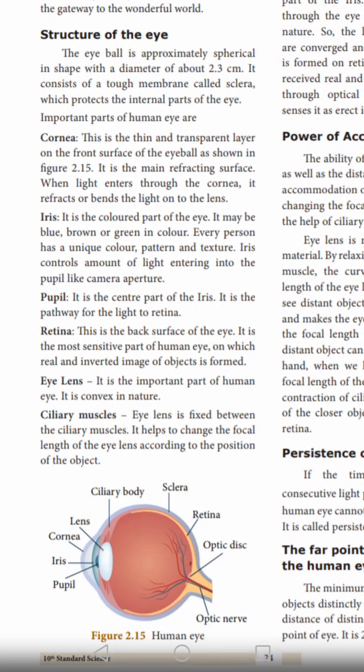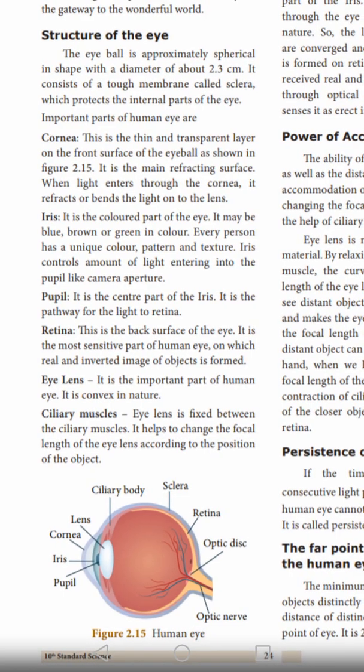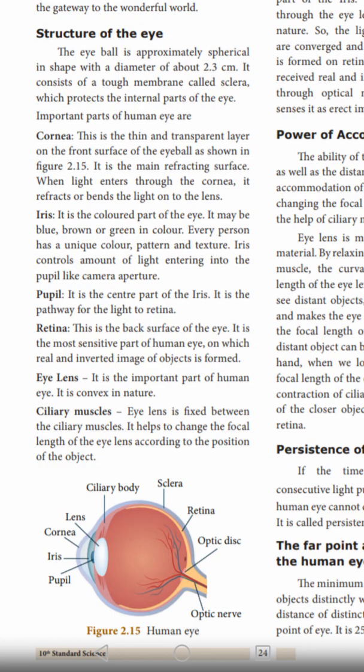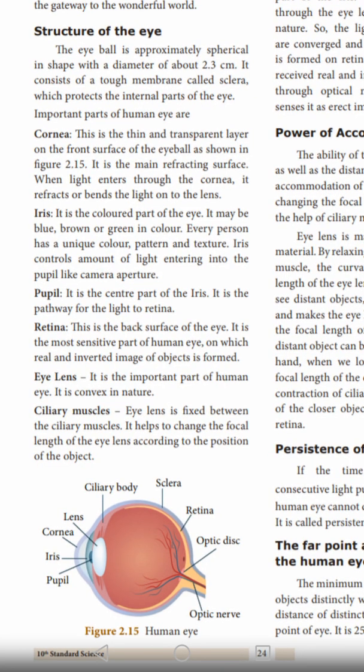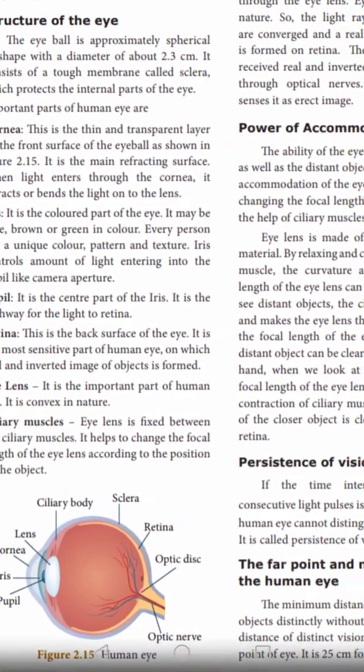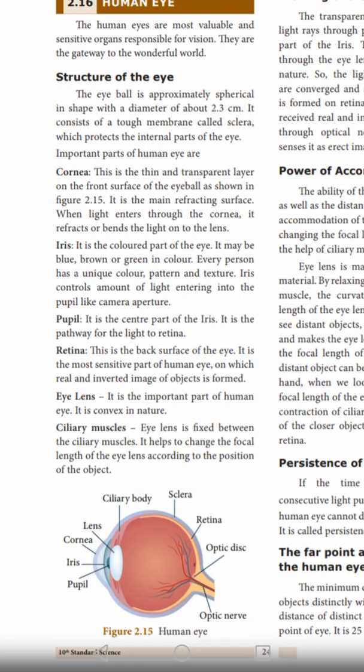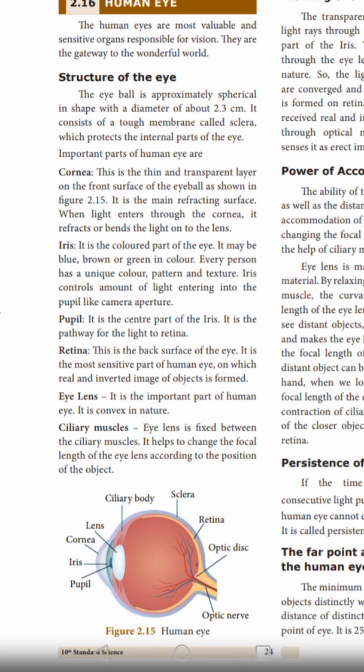Next one is the pupil. The pupil is the center part of the iris. It is the pathway for light to the retina. Next one is the retina. The retina is the back surface of the eye. It is the most sensitive part of the human eye, in which the real and inverted image of the object is formed.